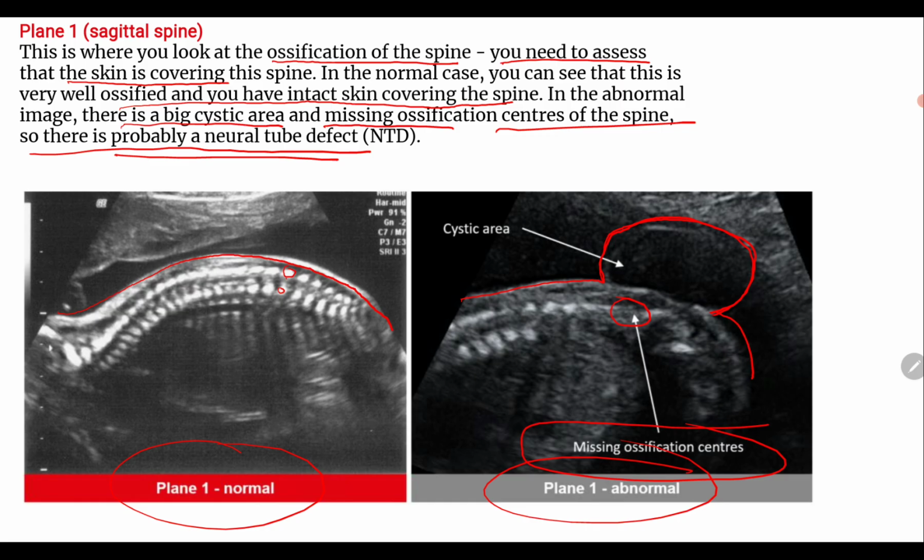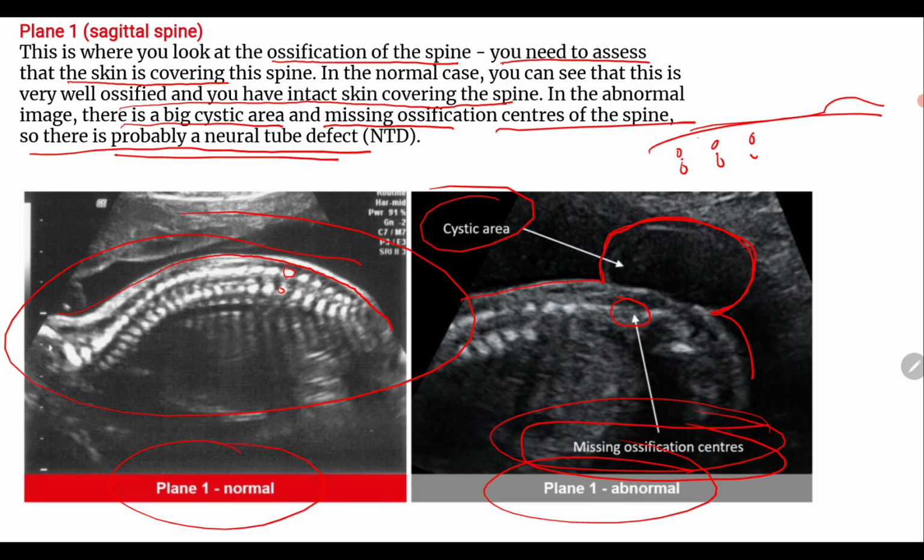This is plane 1, the sagittal spine, the first plane. Again, this is the sagittal section of the spine. In the sagittal section you can see the skin covering and the ossification center of the vertebral body. If there is a defect in the spine covering, you can see this cystic area and there will be a missing ossification center. That will be abnormal. There is a possibility of neural tube defects.